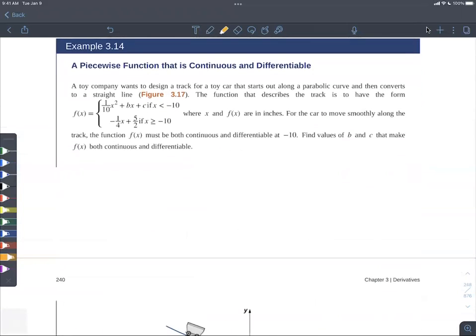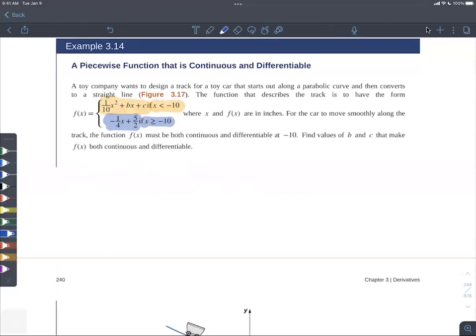A piecewise function that is continuous and differentiable. There's a toy company that wants to design a track for a toy car that starts out along a parabolic curve, then converts to a straight line. The function that describes the track is to have the form f of x equals, and notice that we have a parabolic part here when x is less than -10. And then the function that this track is going to follow becomes a linear function when x is larger than or equal to -10, where x and f of x are in inches.